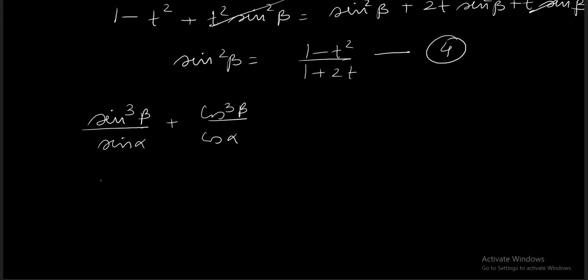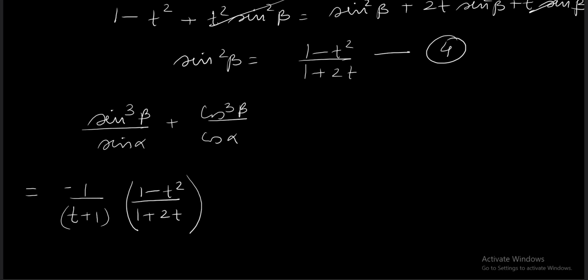Start करेंगे one by one like with the very first term. Sin beta upon sin alpha is nothing but the reciprocal of 1 upon 1 plus t with a negative sign in front. Correct? This is what I should write. Multiplied by sin square beta. That means I must write it as 1 minus t square upon 1 plus 2t.